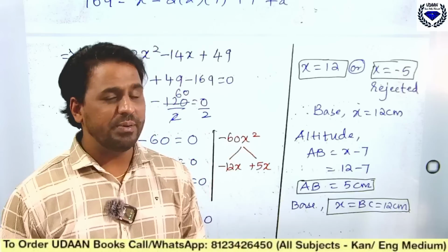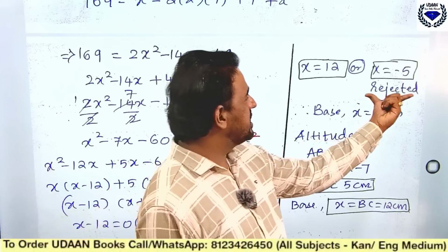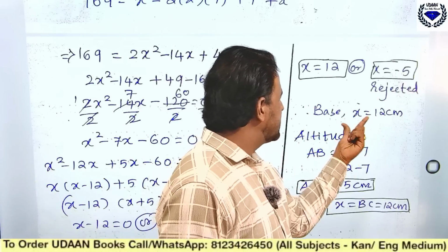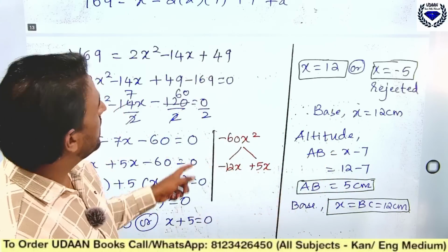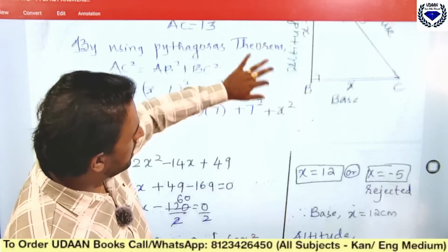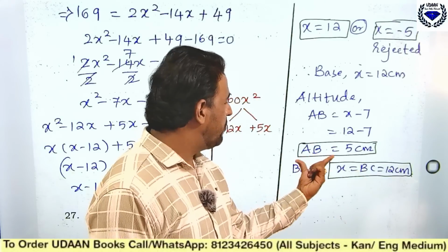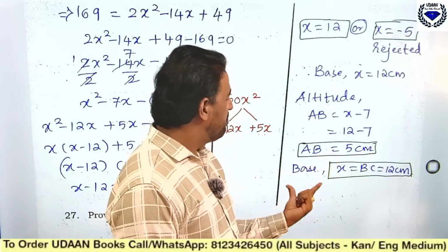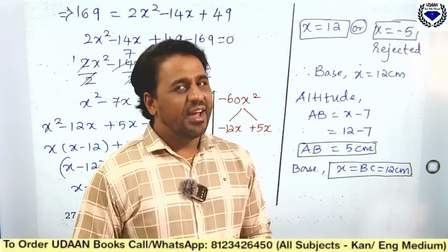But x cannot be negative because it is a side. It cannot be negative. Therefore it is rejected. Therefore base x is equal to 12. Now altitude is what? AB. You can see in the figure altitude is AB, it is x minus 7. So what will you get? AB is 12 minus 7, which is 5. Therefore AB altitude is 5. Base BC is equal to 12 centimeter. I hope you are getting it.